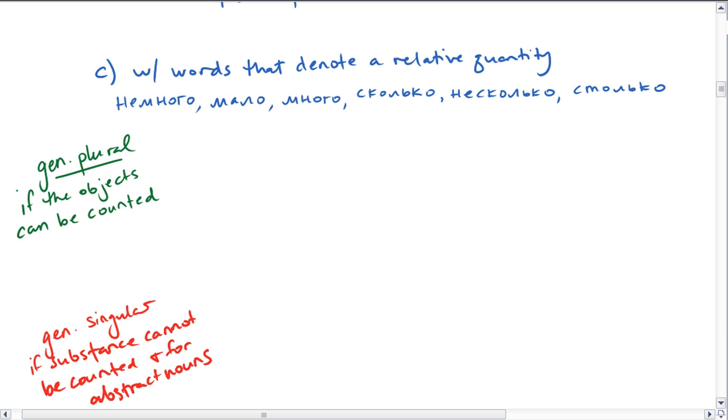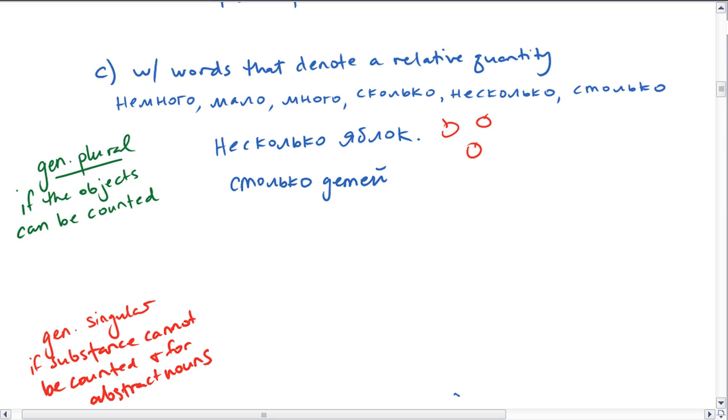All right, and you'll see this in English too. Genitive plural, right? If the object can be counted. So we could have несколько яблок, right? They can be counted. We can count up each apple. We have 1, 2, 3. We can count up our apples, and so we put it in the genitive plural. Or if we're saying, oh my goodness, how many children? Столько детей. We can count up each one of those kids, right? So it's genitive plural.